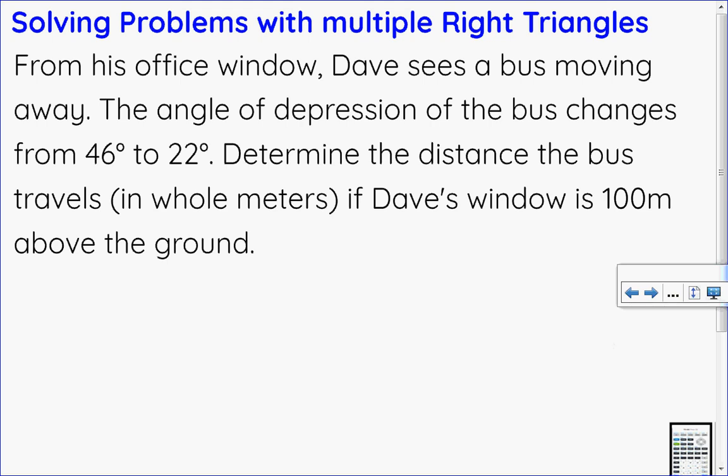Hello, Matthews Gatos here. In our last problem here, we're going to look at how to solve multiple right triangles with an angle of depression this time instead of an angle of elevation.